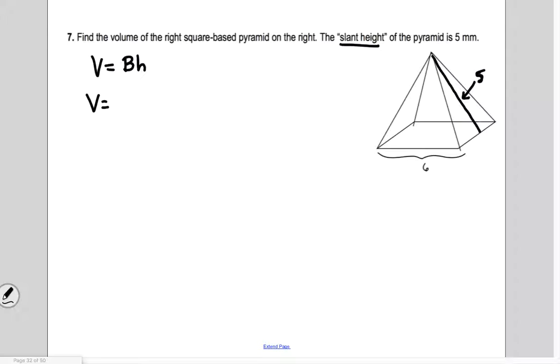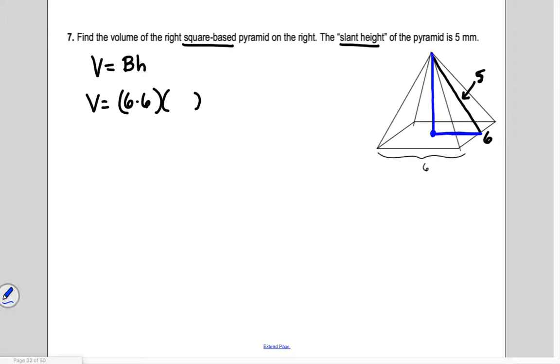What type of base do we have? Square. Are you sure it's a square? What about a rectangle? It says square base pyramid, right? So it's a square. So it's 6 times 6 for the area of the base, right? So it's a 6 there. And we want our height, but our height is always straight down the middle to the center of that.